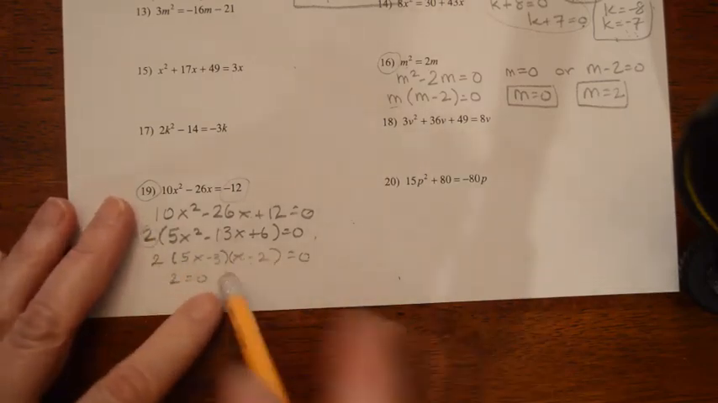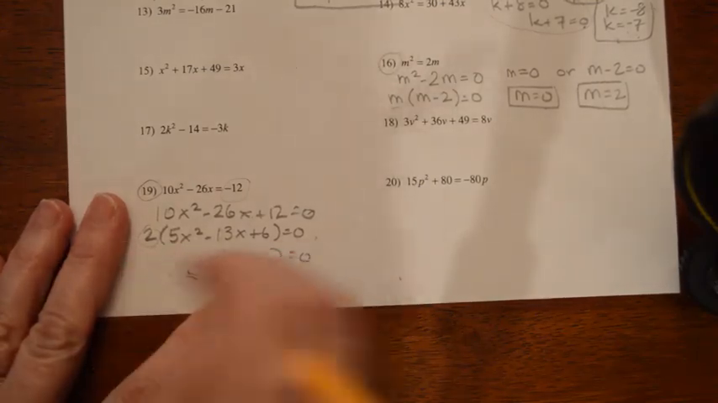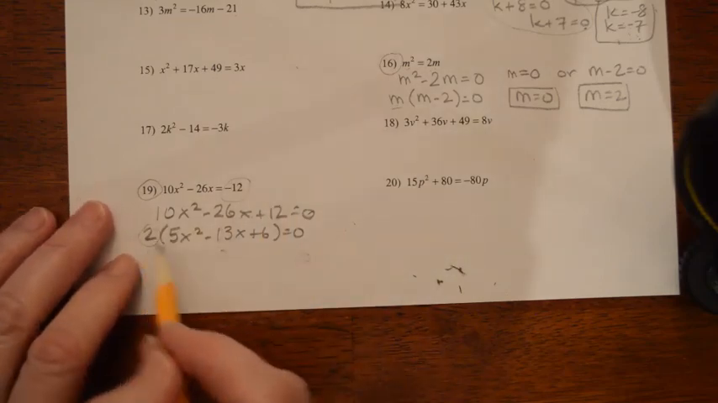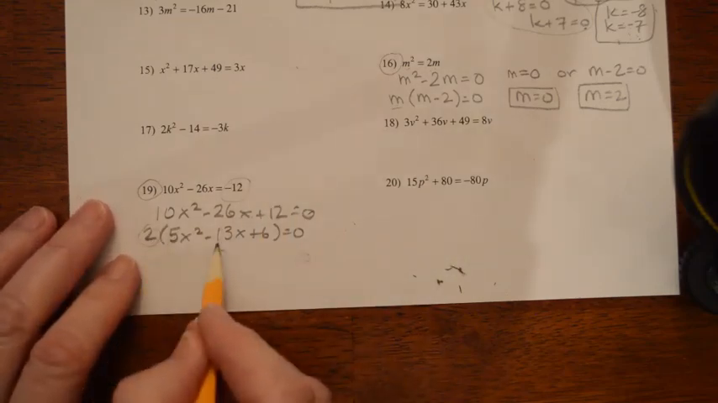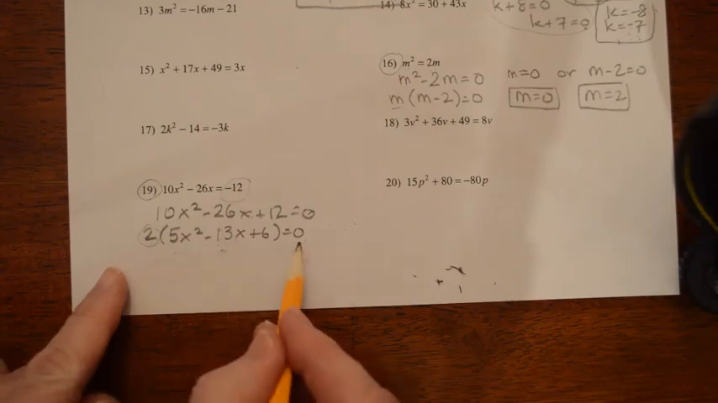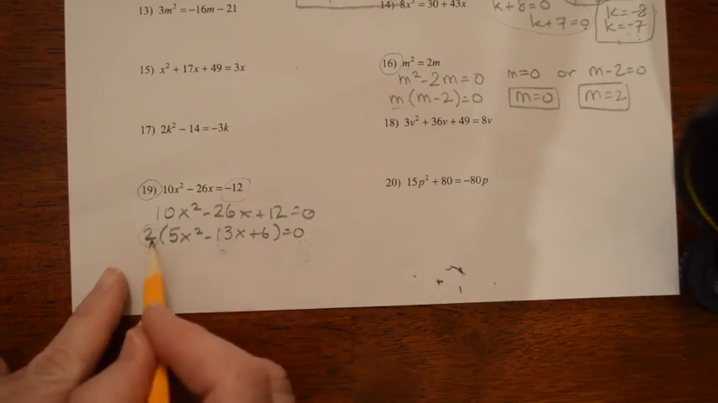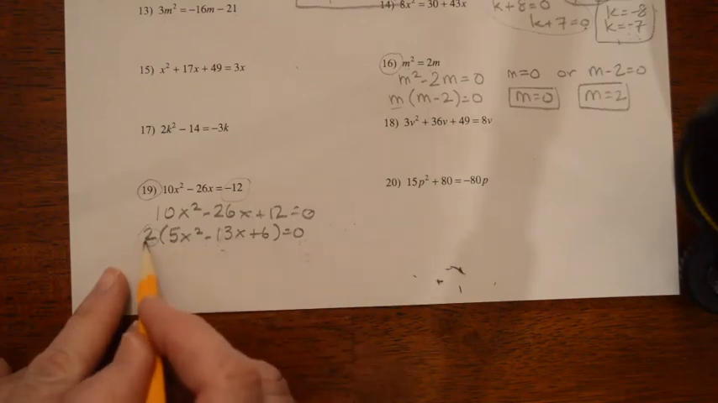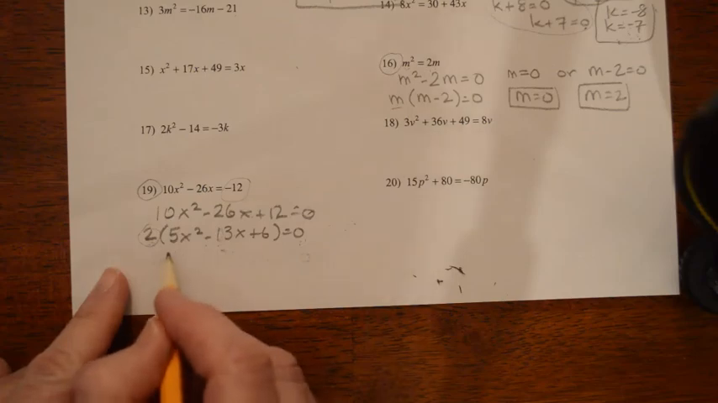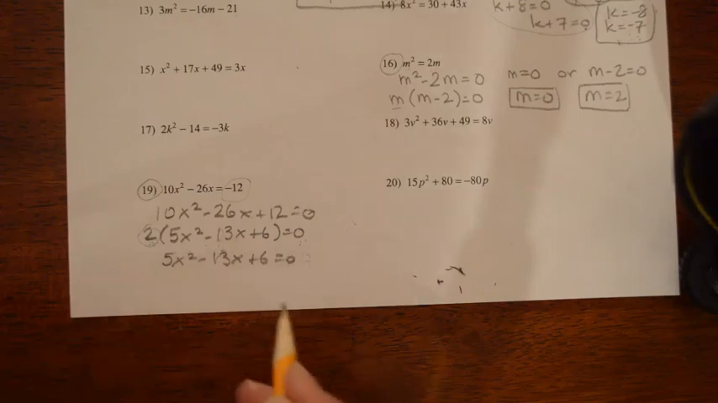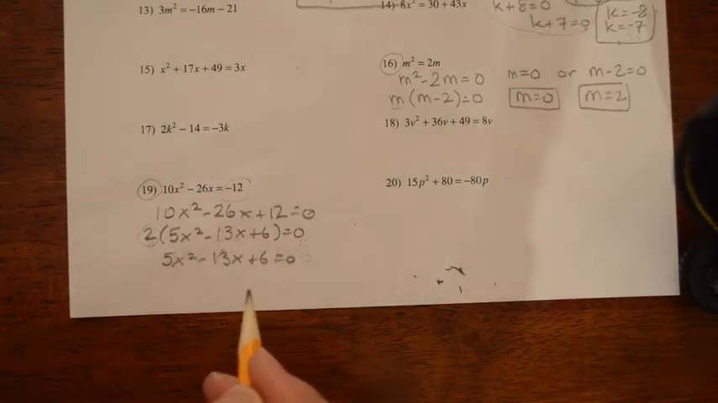The second thing that you could do, again, we'll do more of these in class, but I just want to point this out. The next thing I could notice is that if I have 2 things multiplying together to give me 0, one of them has to be 0. Well, this isn't it. There's no way that 2 could equal 0. So at this point, you can just drop it. So this becomes 5x squared minus 13x plus 6 equals 0. That's another way that you can think of it.